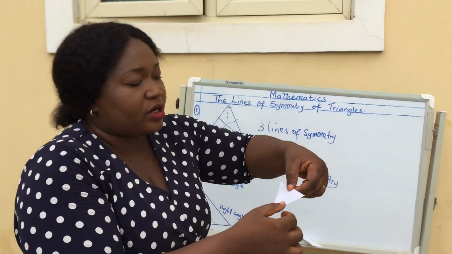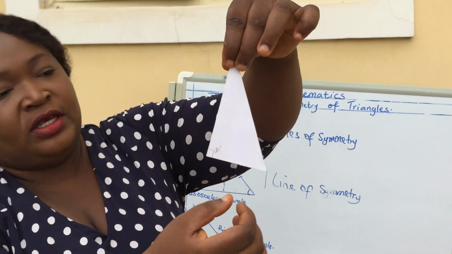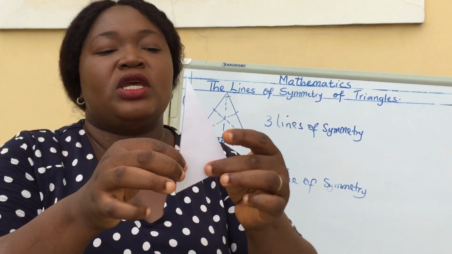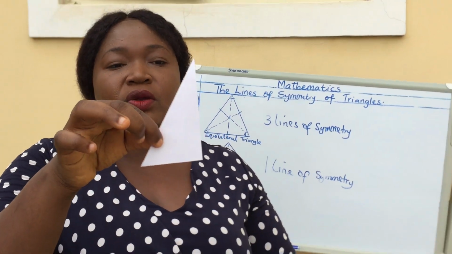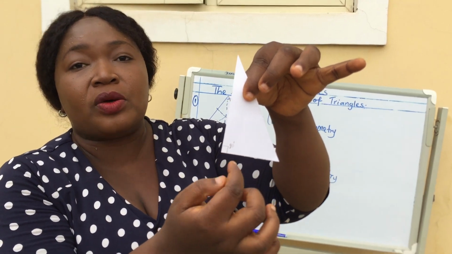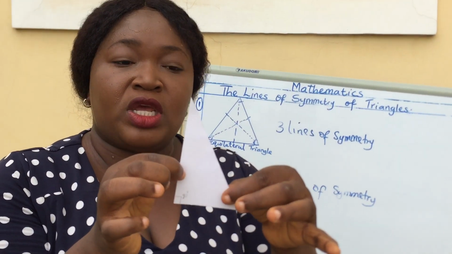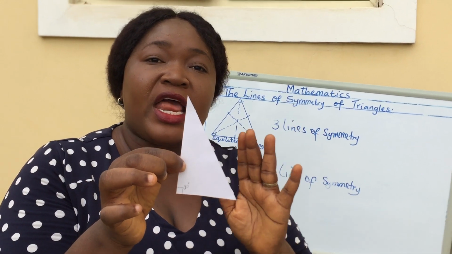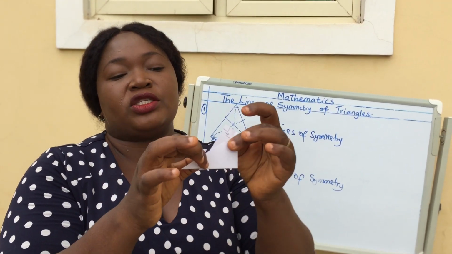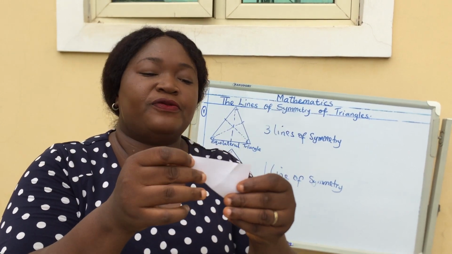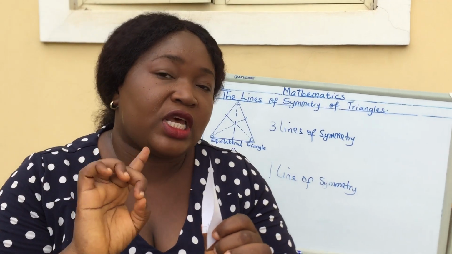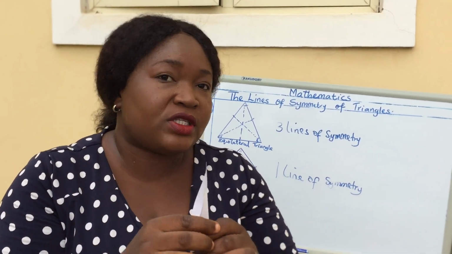A right angle triangle is like this. It can be like this, it can be like this, and it can also be like this. All you are going to know is it has a square angle which is 90 degrees, and it does not have any line of symmetry, because if I should fold it this way, it's not going to give me half. If I should fold it this way, I'm not going to get the half. So it does not have a line of symmetry.